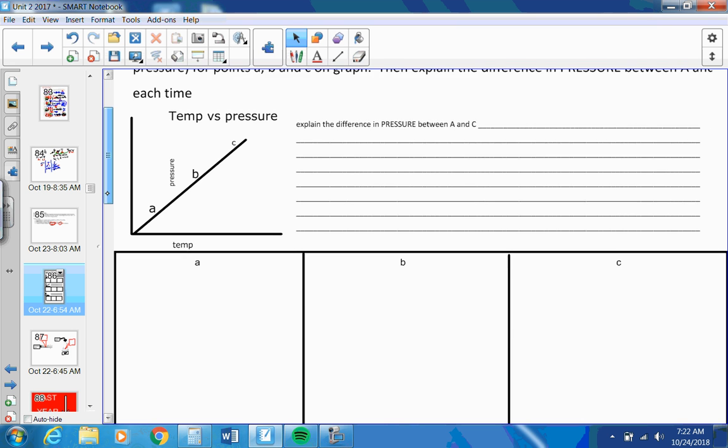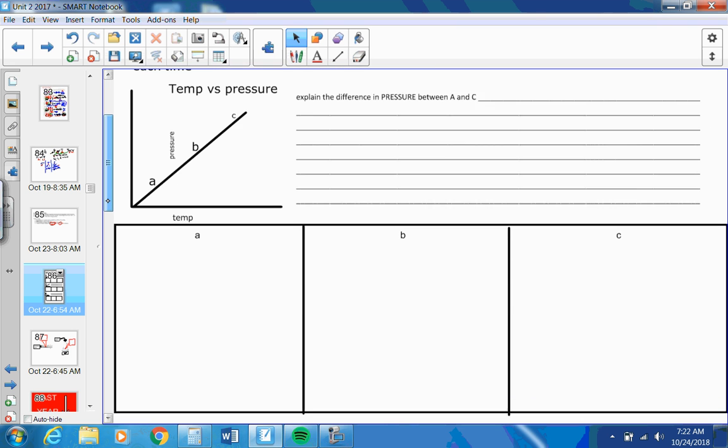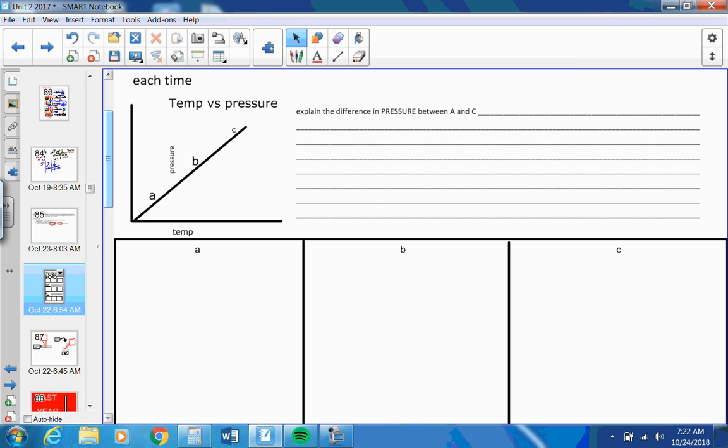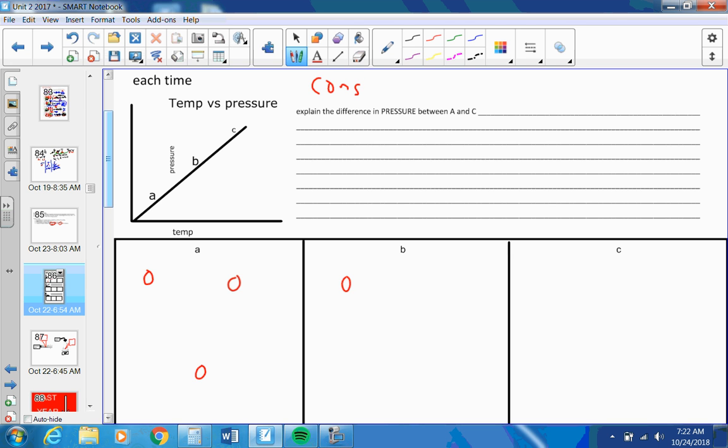And so we never added more gas or less gas. So one thing that we're going to do is when we try to put a particle diagram of what happened at certain points on the graph, at point A, well, I just take 3 particles and put them in there. That means that for temperature and pressure, the constants for this were the volume of the container and the number of particles. So I'm going to draw 1, 2, 3 particles on every single one of those.